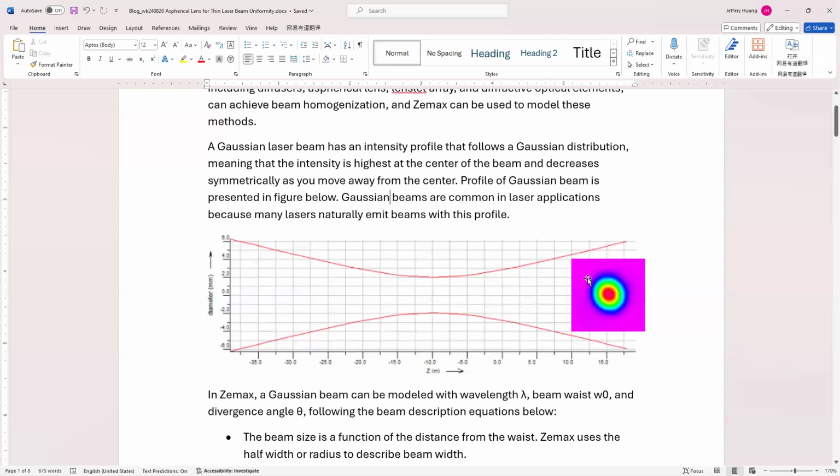And if we want a very thin and uniform light profile at the image plane, we need some of the higher adjusting power of the aspherical lens. And we also need to define the Gaussian beam very accurately from the emission side.